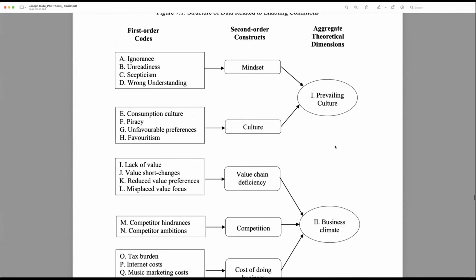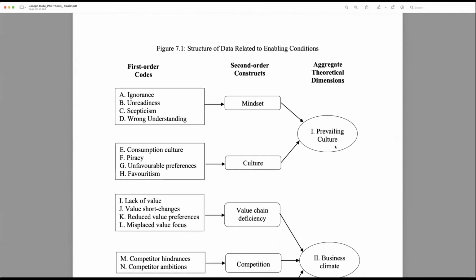Okay, so this is another. Now let's see it in a better way. You have first order codes: ignorance or unreadiness, skepticism, and wrong understanding. These go to mindset. Consumption culture, piracy, favorable preferences, and favorites go to culture. So the prevailing culture, this is the aggregate. That is what you see. Look at this one, and you remember.